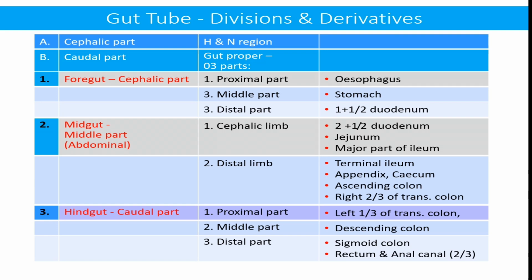divided into three parts. The proximal part develops as the left 1/3 of the transverse colon, the middle part as the descending colon, and the last, the distal part of the caudal part, develops as the sigmoid colon, rectum, and upper 2/3 of the anal canal.